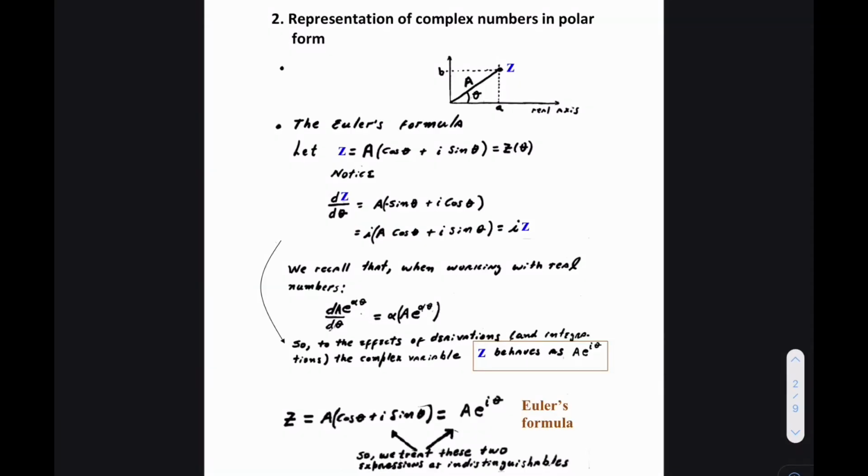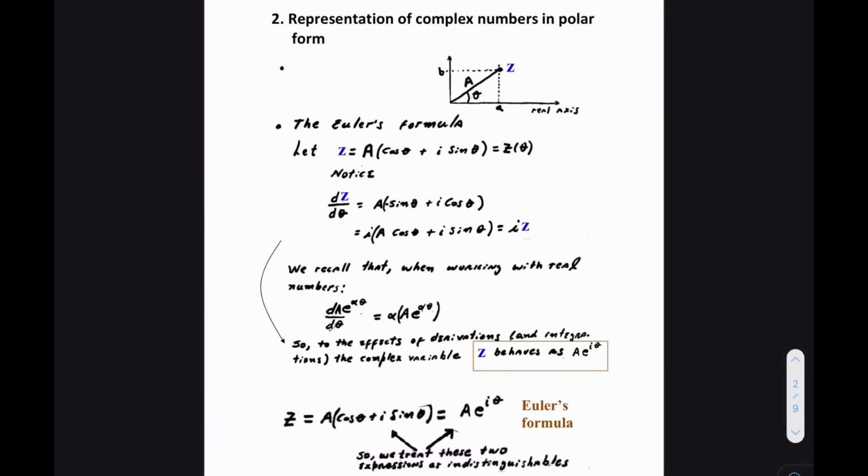Now let's see what the representation of complex numbers looks like in polar form. So let's say we have a complex number z and we represent that complex number in the Argand diagram with this point z. Then this distance from the origin will be defined as the modulus of this complex number, and this angle with the real axis is defined as the argument of this complex number.